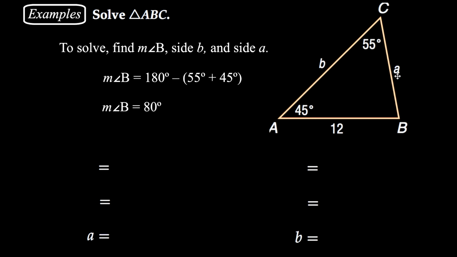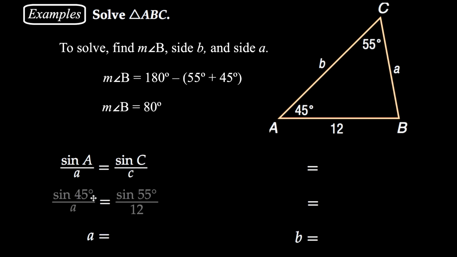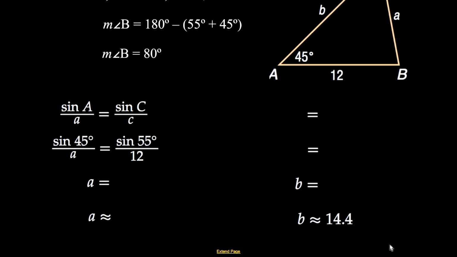Well, let's go ahead and try to find side A then. We know angle A, so we can use the law of sines. We can say the sine of 45 over A is equal to the sine of C over C. So sine of C is 55 degrees divided by its side, which is 12. Now, if we're going to solve this, what we need to do is go ahead and cross multiply. So let me just show that to you. We're going to get 12 times the sine of 45 is equal to A times the sine of 55, right? So when I multiply these two, I set them equal to the multiplication of those two.